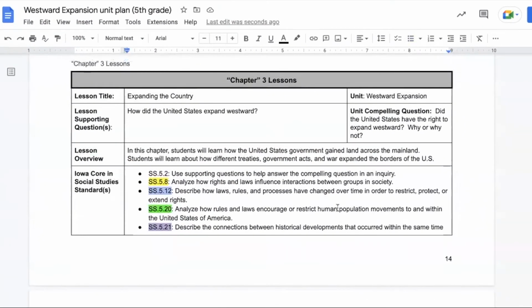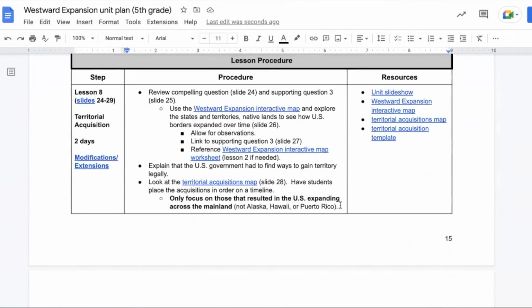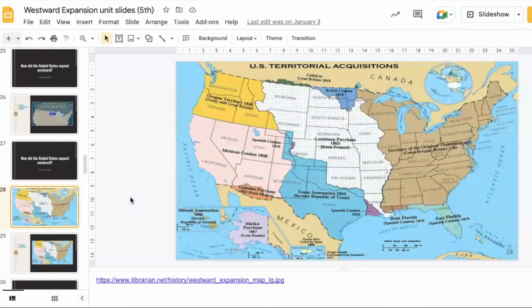Chapter 3 lessons are called Expanding the Country. So we're looking at how the United States expanded westward in terms of how the government gained land through different treaties, acts, and war. So lesson 8 is all about territorial acquisition. Again, we use that interactive map to see how the United States borders expanded over time and explain that the US government had to find ways to gain territory legally. There is a territorial acquisitions map so that we can see how we gained aspects of the country.